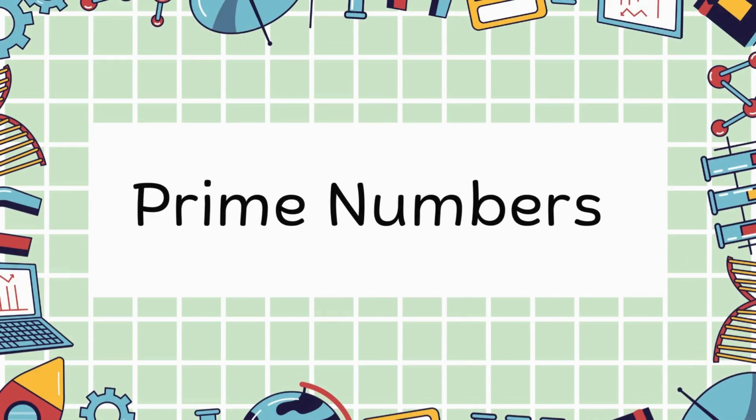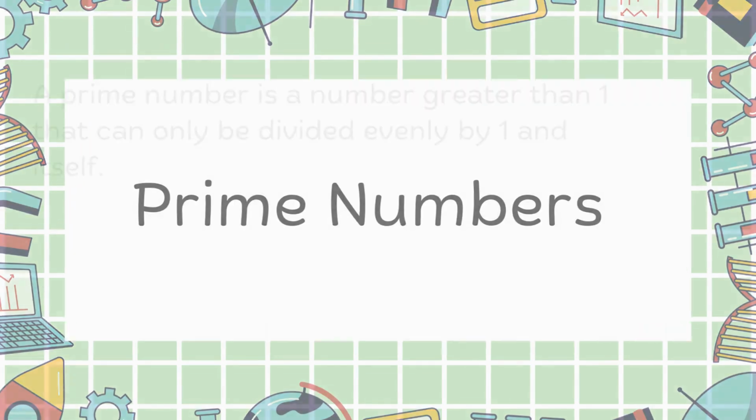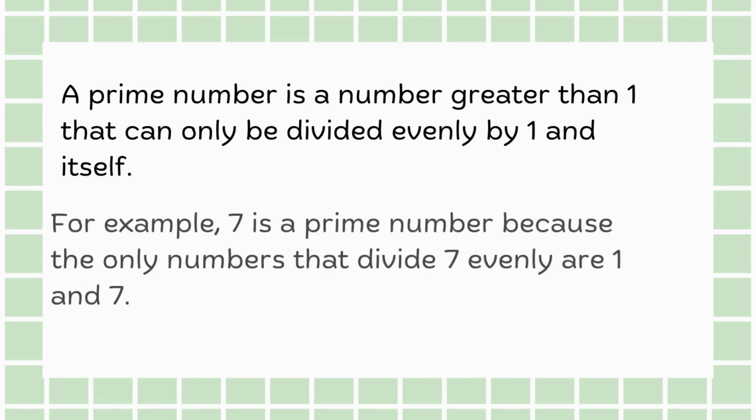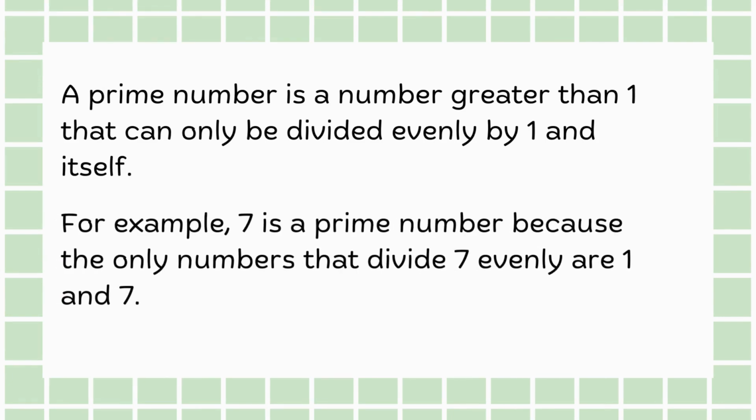Next, we will learn about prime numbers. A prime number is a number greater than 1 that can only be divided evenly by 1 and itself. For instance, 7 is a prime number because the only numbers that divide 7 evenly are 1 and 7.